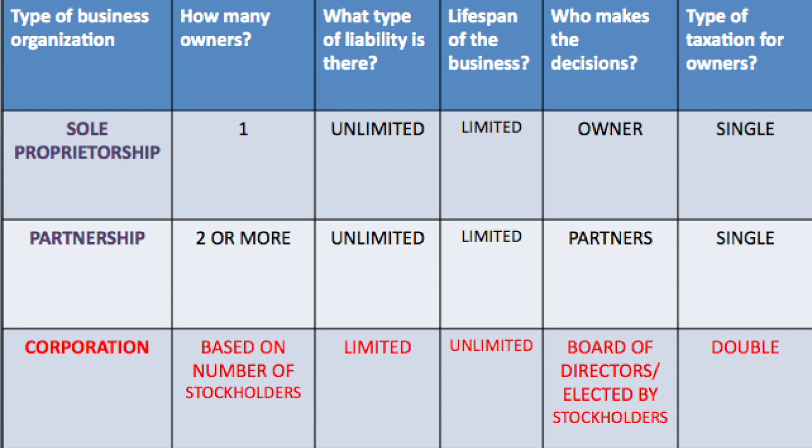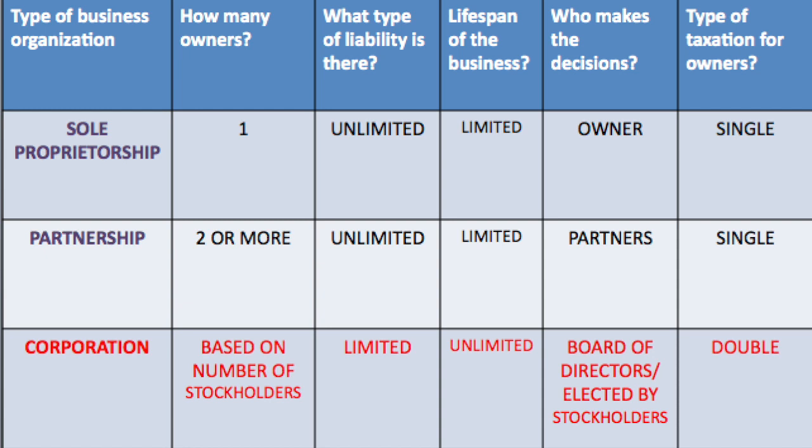They're the ones who do that. Now, type of taxation, you'll see it says single, single, double. Type of taxation for owners, sole proprietors, and partnerships. You're going to see just single taxation, which means how many times is the income taxed for that business? Well, for the sole proprietor and for the two partners, they're only going to be taxed once.